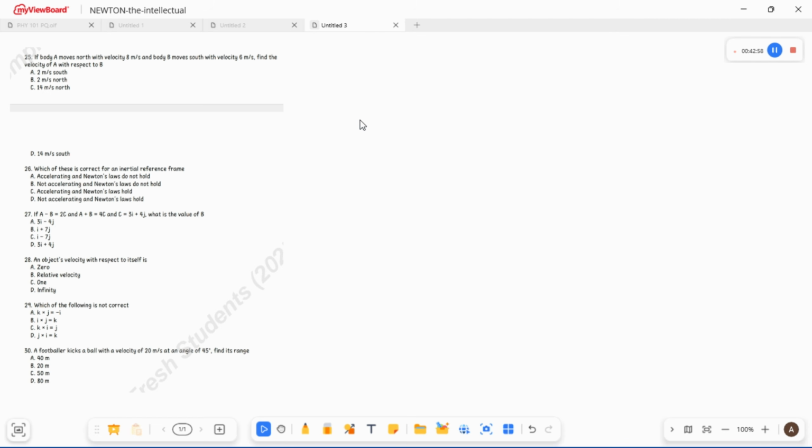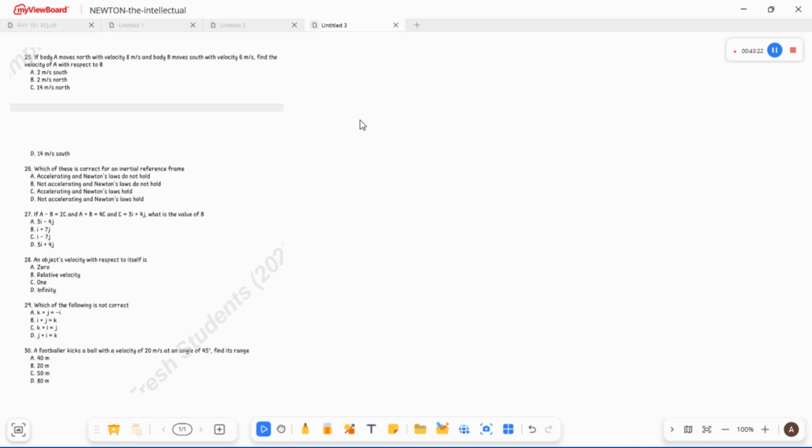Remember I told you initially that an inertial reference frame is true for Newton's first law of motion. So Newton's law must hold for an inertial frame. But what does not hold is acceleration. An inertial reference frame does not accelerate. Why? Because it is moving with constant velocity. So that means option D is going to be our answer because it is not accelerating and Newton's law holds.